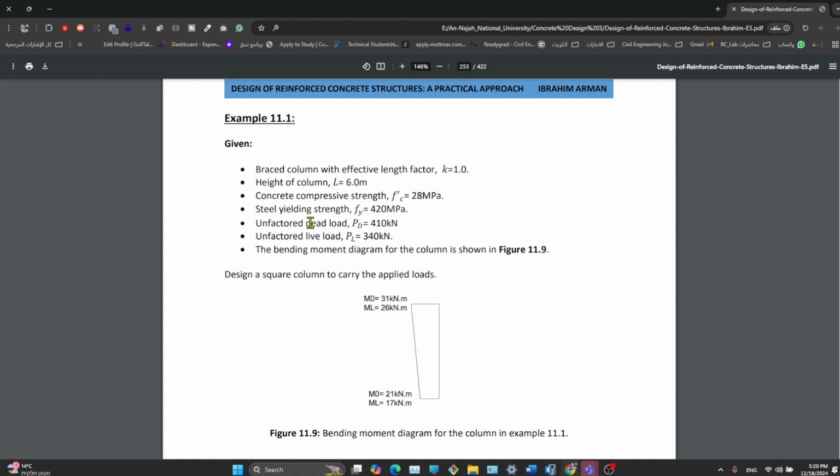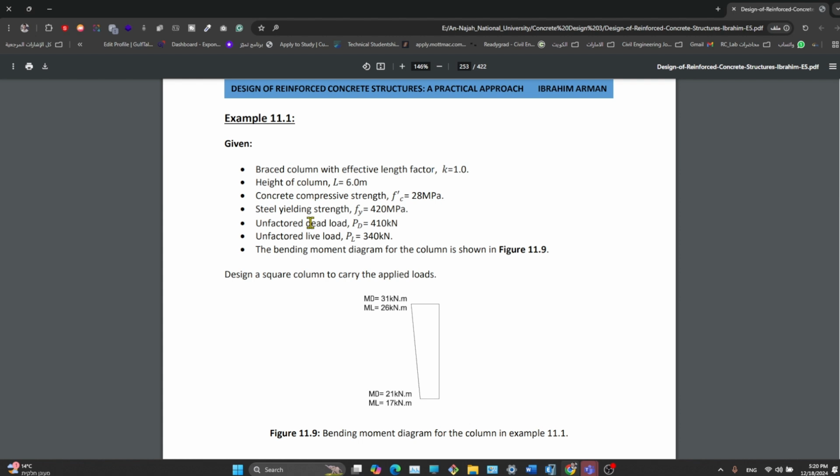Concrete compressive strength fc prime is 28 megapascal. The steel yielding fy is for grade 60, so it is 420 megapascal. The unfactored dead load PD is 410 kilonewton. The unfactored live load PL is 340 kilonewton. And the bending moment diagram for the column is as shown in the figure.